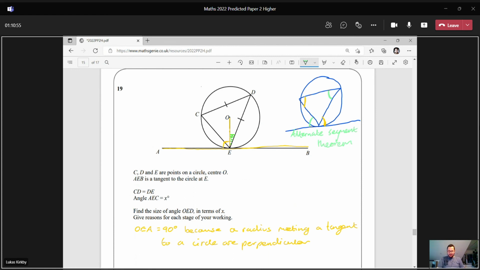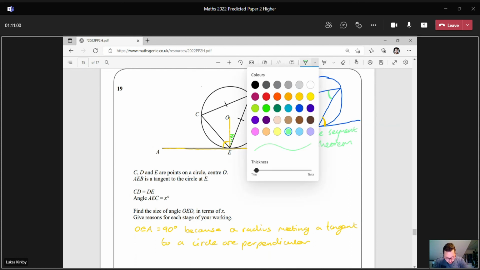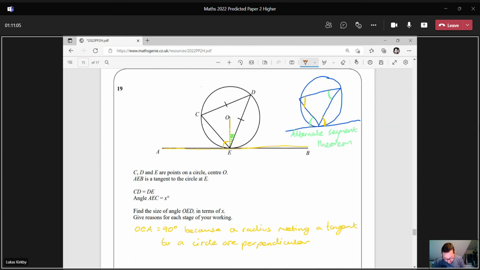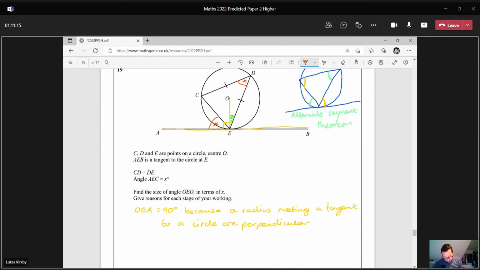Okay, so I think we're ready to go. So the first thing I'm going to actually use is the alternate segment theorem. So it tells us that AEC is x. So this is x. And so by the alternate segment theorem, this is going to be x. So I'll just write a little reason for that. CDE equals x because of the alternate segment theorem.